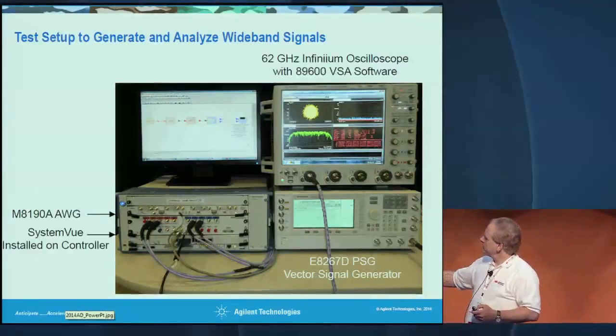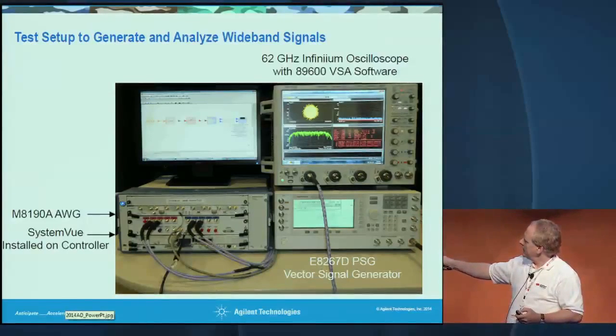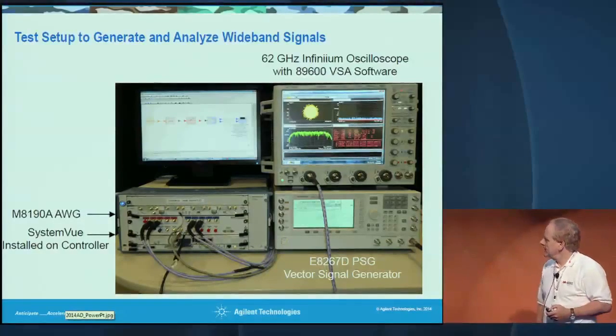Here's a picture of this. SystemView is actually running, the CAD software is running on a controller inside this card cage, and it's feeding the ARB through the backplane with data, and the ARB is making the signal, and it's uploaded to the PSG and then digitized with a 63 gigahertz oscilloscope. The advantage of an oscilloscope is you save a down conversion. You're directly digitizing the signal. So that has some advantages as well.